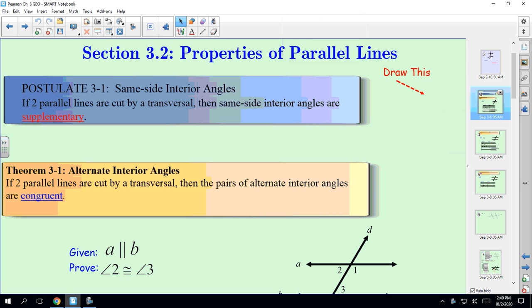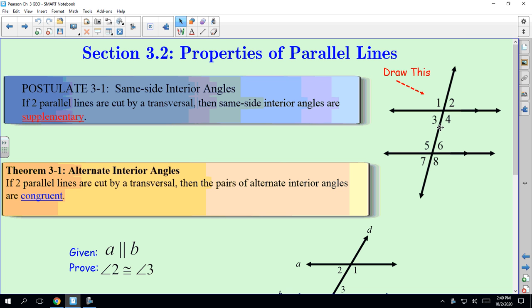Okay guys, this is section 3.2, properties of parallel lines. Go ahead and, of course, you can pause the video if you need to, but I'd like you to draw these crisscrossing lines. Just so you know, the arrows right here and here mean that these lines are parallel. The symbol for parallel is that one. So draw this. We've got 1, 2, 3, 4 at one vertex, 5, 6, 7, 8 at the other.